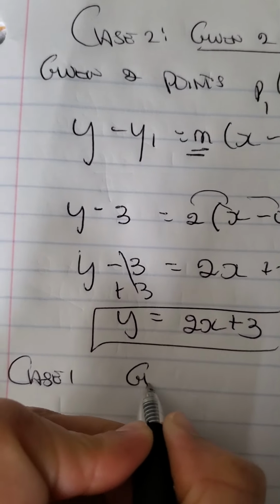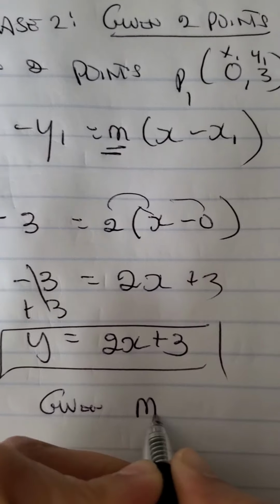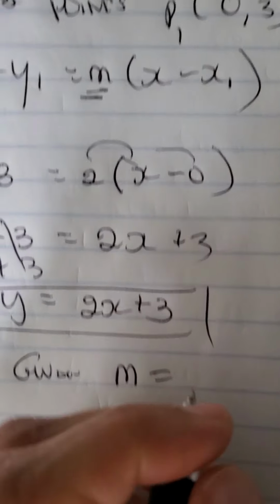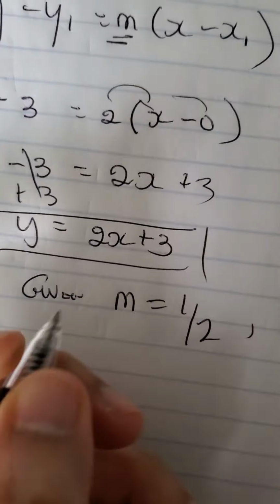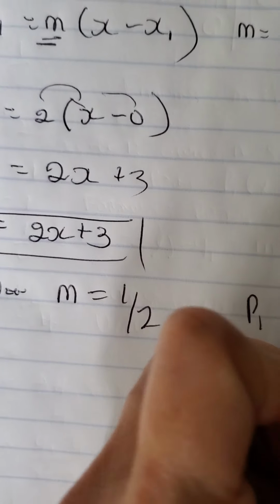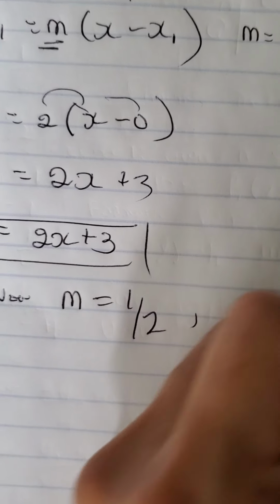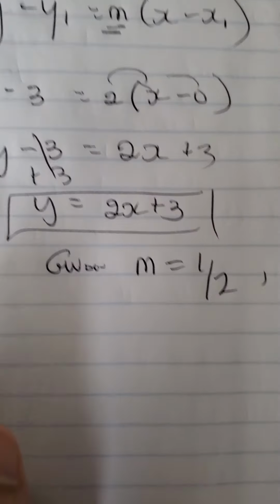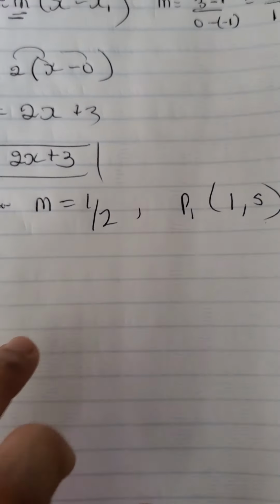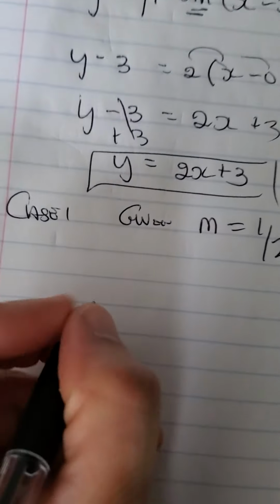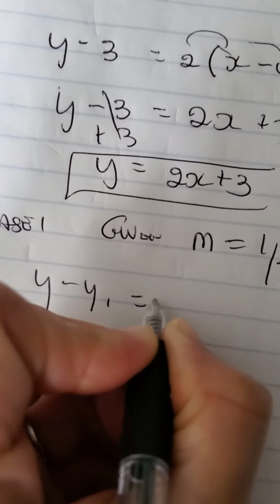All right, and then I'll do another problem with case 1. Case 1, I'll be given a point and a slope. Let's try a half, just a half, because fractions are possible. And a point, 1, 5. Okay, and here we could just cut straight to the chase. We don't have to take that extra step of finding the slope. So I'm just going to plug in with my formula.